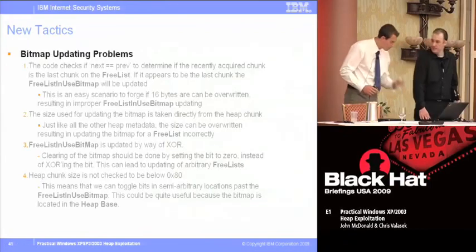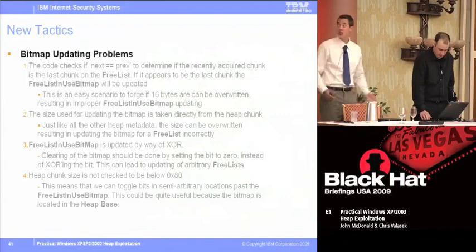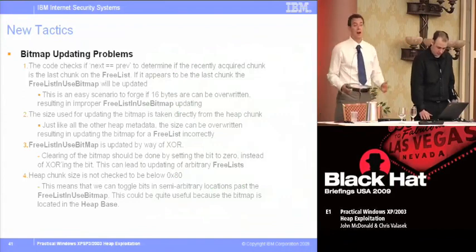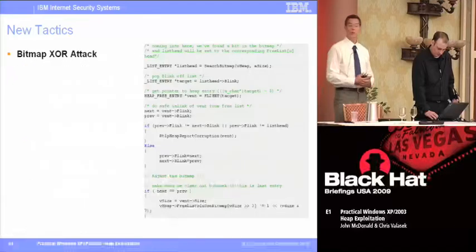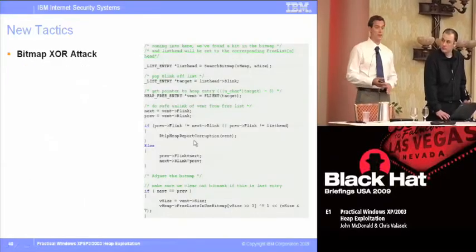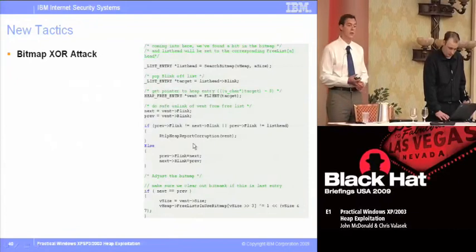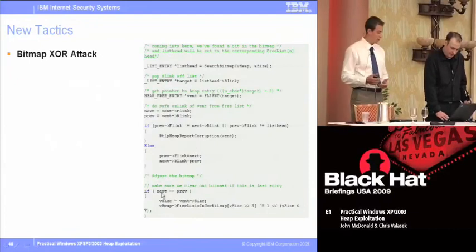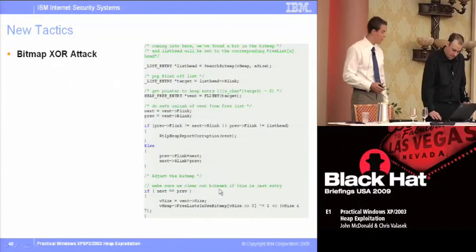Okay. All right, the first problem is it checks to see if next equals prev. That is, is it empty? Well, if you control a 16-byte overwrite, you can actually make the 2 addresses readable addresses, and then it thinks that free list is empty, whether it is or not. And you can lead that to code execution.